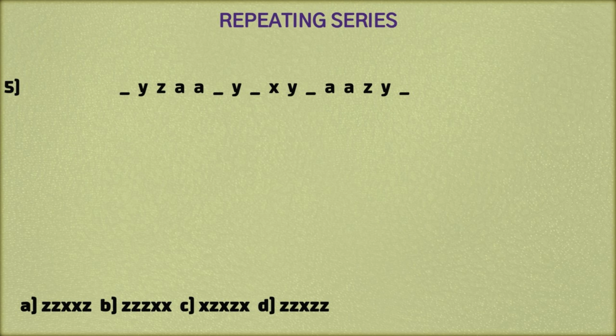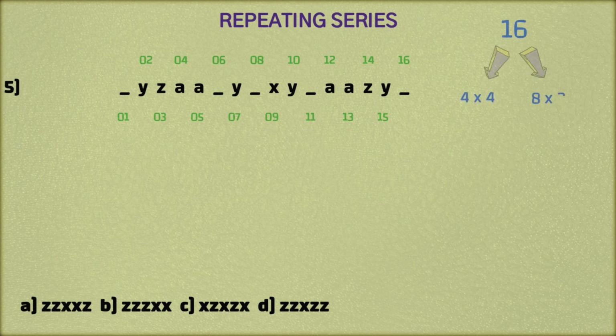Done? I know many of you would have answered this question without any trouble, but let's see how it's solved. Step 1. Count the total number of letters. Here we have 16 letters. Second step, write the factors of 16, that is 4 into 4 and 8 into 2. Now, let's try to group this series in groups of 4 letters. Here we get 4 groups.